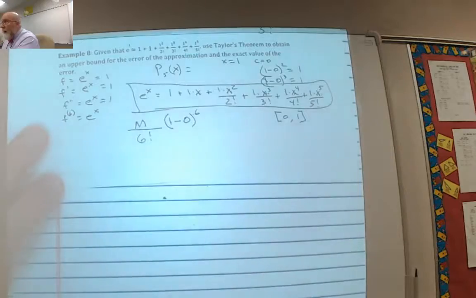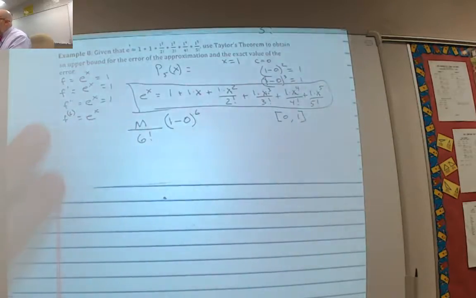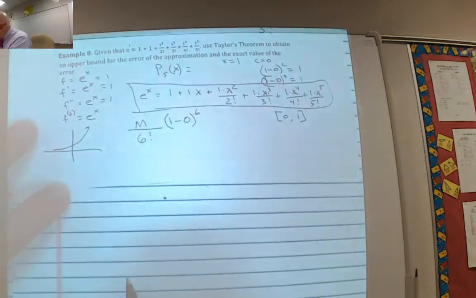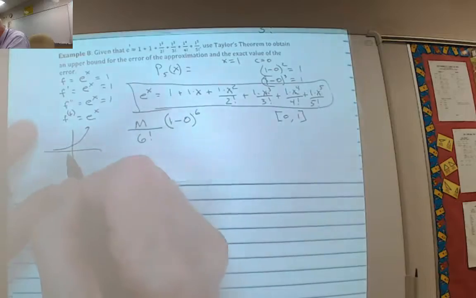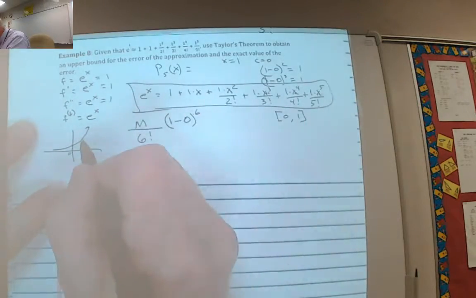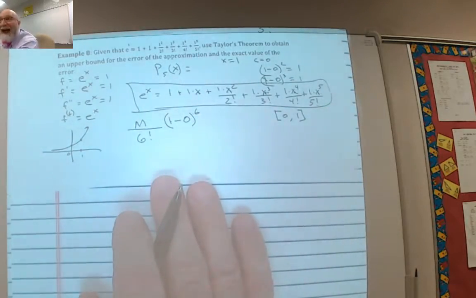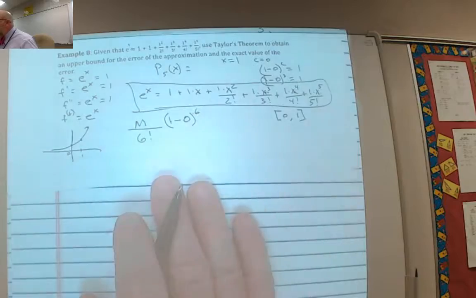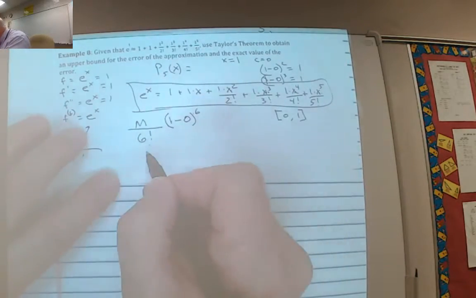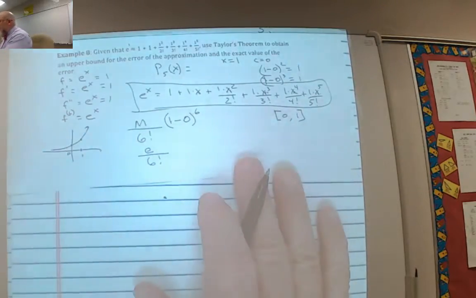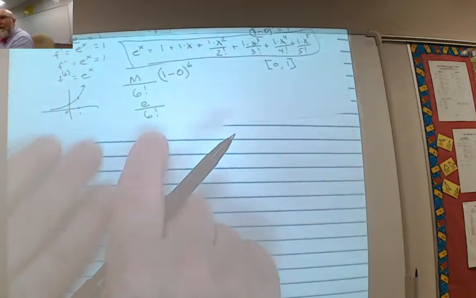And now I've got to figure out the maximum value of this derivative, correct? Now, unlike sine and unlike cosine, it doesn't oscillate. It keeps getting bigger forever, right? Because this graph looks like this. But I'm just looking at an interval from here where it's 0 to here where it's 1. Correct? So its max is e. Exactly correct. Awesome. E is my max. Good job. So this is going to be e over 6 factorial. That's my error.